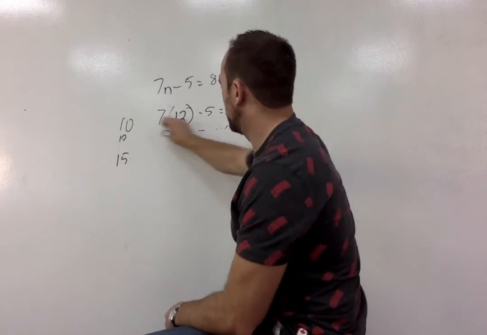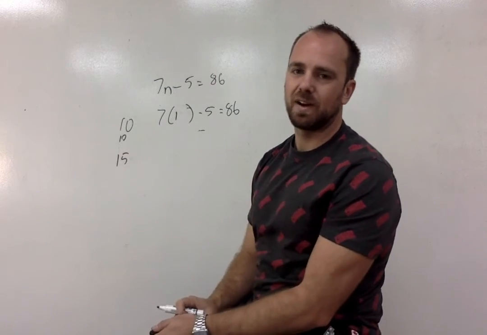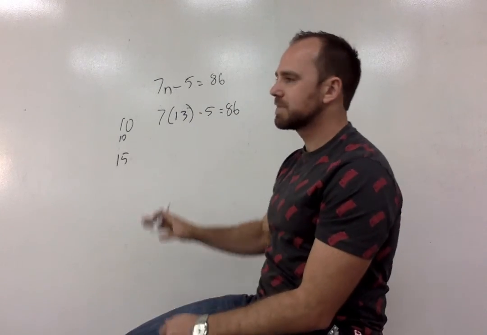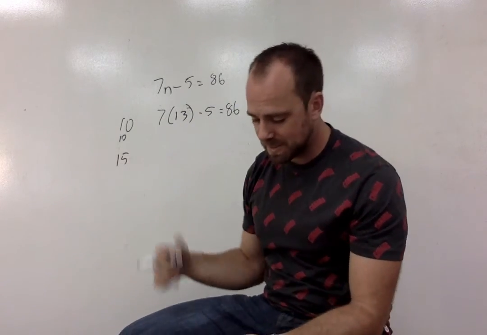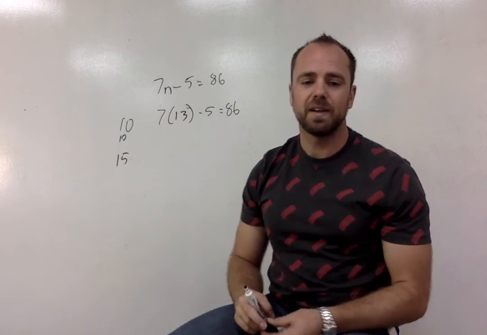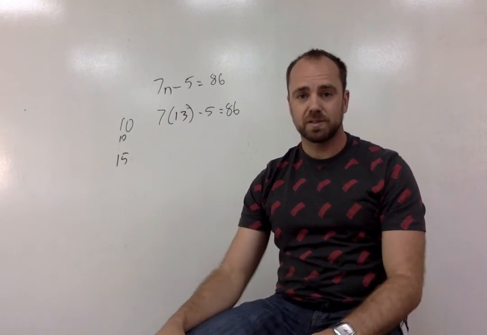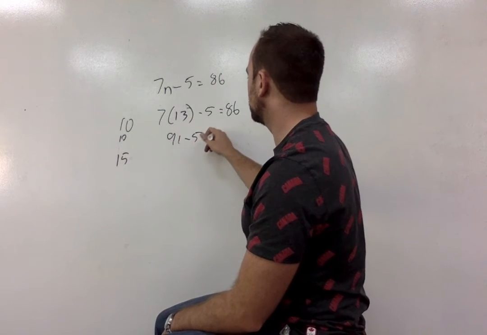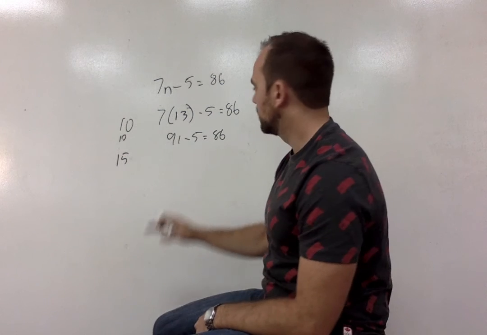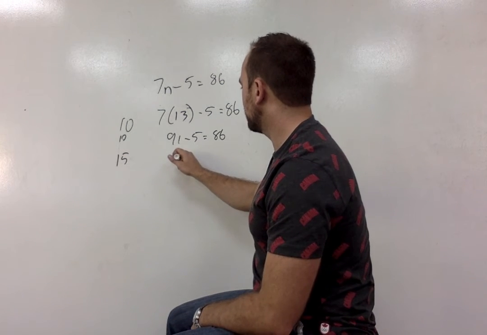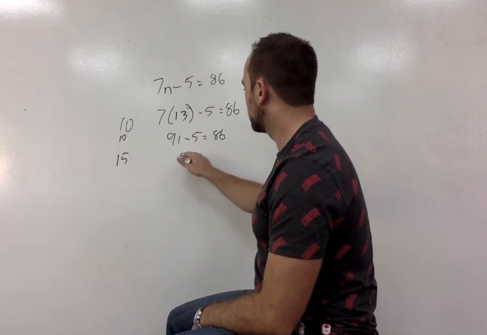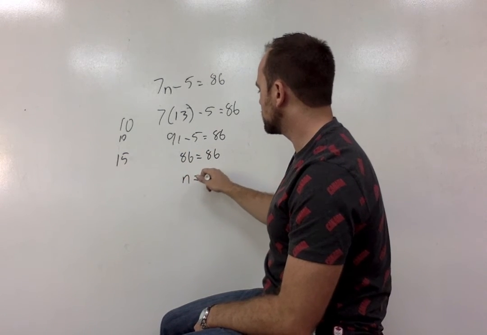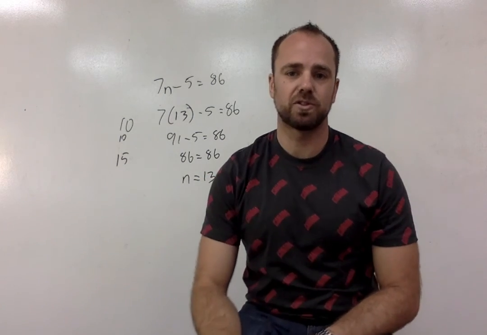I'm getting close though. Now let's try 13. I feel like I'm getting very, very close. So 13. So I asked myself, what's 7 times 13? Well, 7 times 10 is 70. 7 times 3 is 21. 70 plus 21 gives me 91, minus 5 equals 86. So I can say that n equals 13 in this situation.